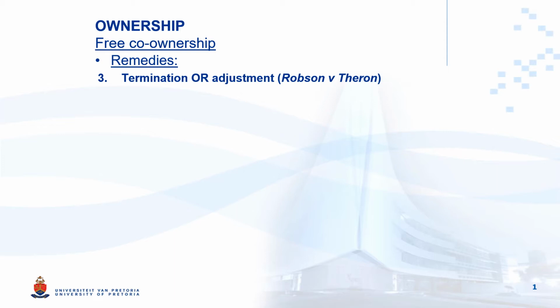Now, termination or adjustment can be obtained by way of the common law action of the actio communi dividendo, also known as the partition action. This is a common law remedy that provides the means to terminate or adjust the co-ownership relationship. As I've said, it's also known as the partition action, so partition action.